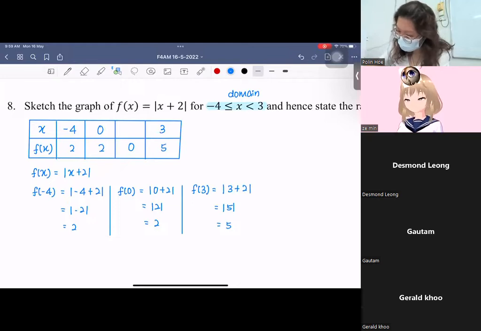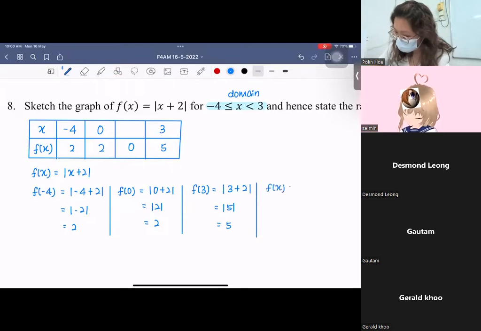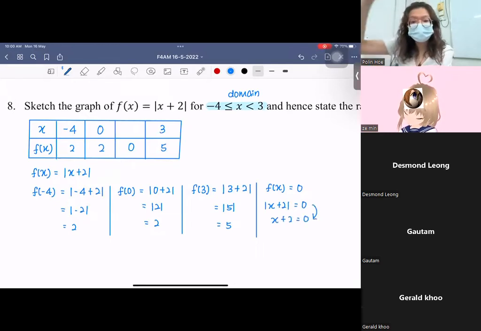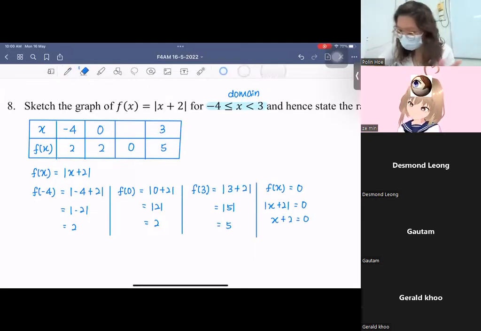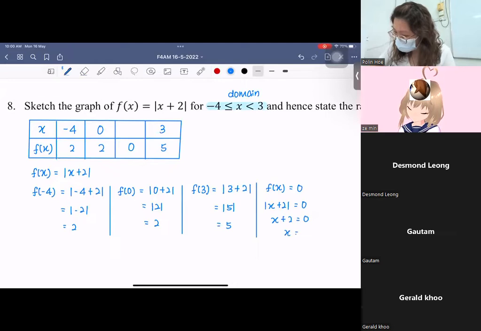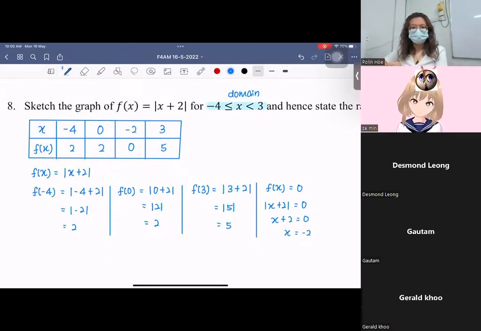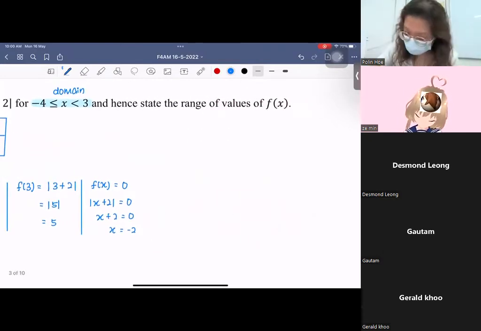And lastly, f(x) equals 0 when x plus 2 equals 0. So you cannot be lazy. You have to write out this line. It is a must. When you cancel the modulus, it is a must for you to write again, even though they are actually the same. And then x equals -2. Okay, then you can sketch it out now.